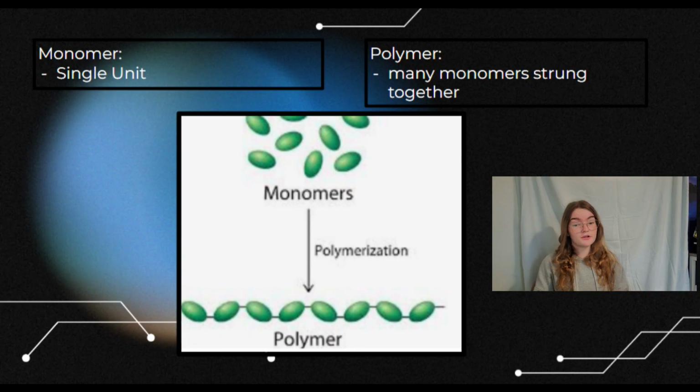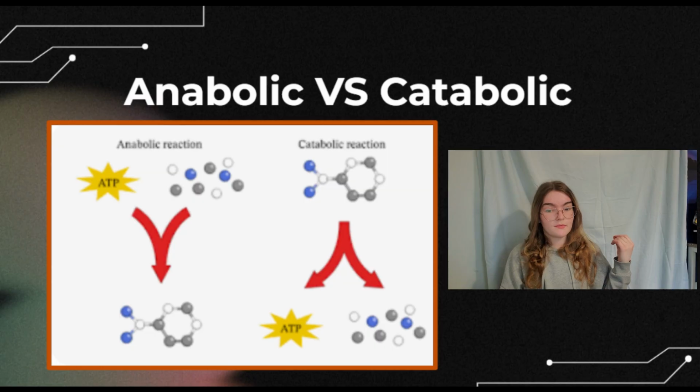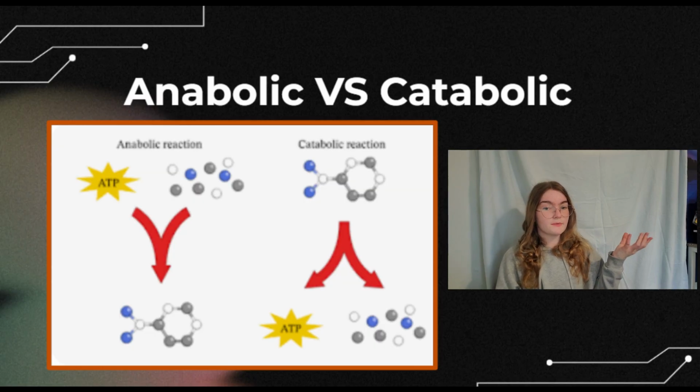The term monomer is used to describe a molecule viewed as a single unit, where a polymer is multiple monomers strung together in a chain. So monomer is 1 unit, polymer is multiple units put together. And multiple polymers put together is called a macromolecule. Anabolic reactions build polymers, and catabolic reactions break monomers.